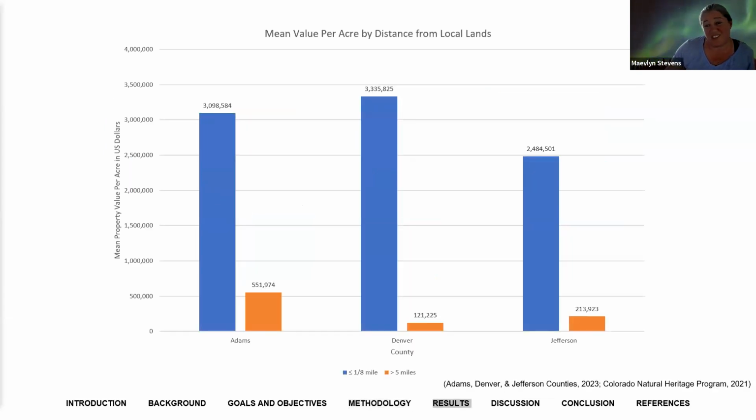And so I think this tells the story pretty well. You can see that there's a significant difference between the less than or equal to 1/8 of a mile as opposed to 5 miles. So this is for all 3 counties, and it's only the local land category because that was the only one that basically showed a difference in both adjacent and nearby properties for all 3 counties. And it's a pretty strong difference. I think it's a pretty strong correlation.